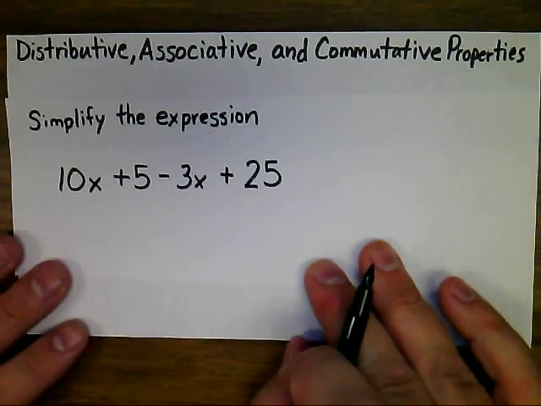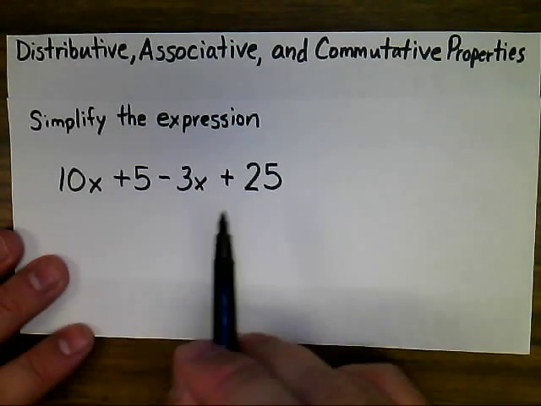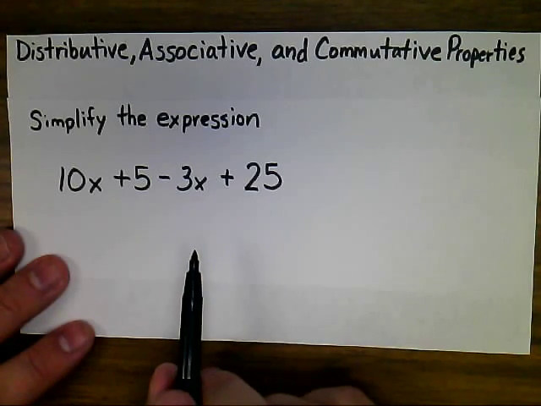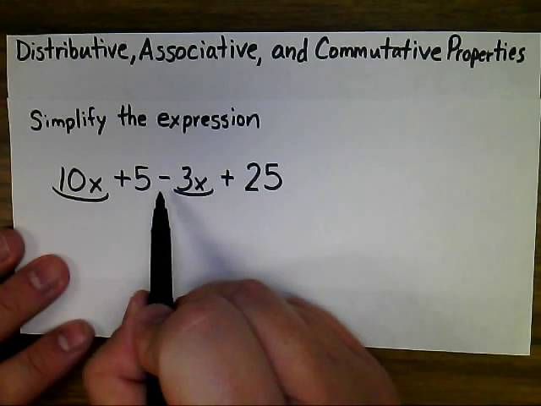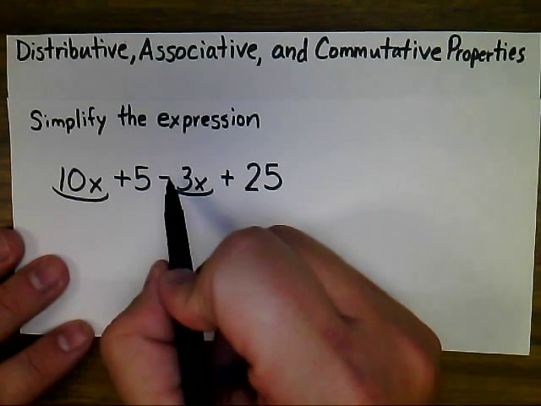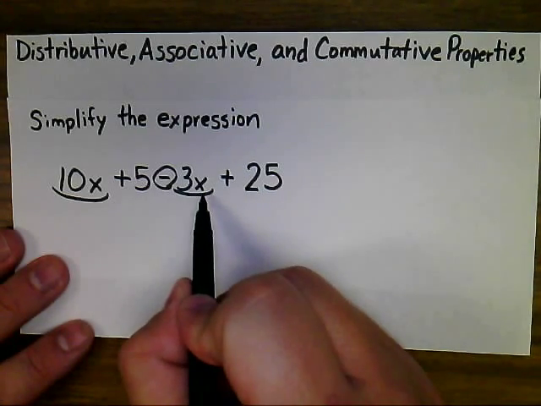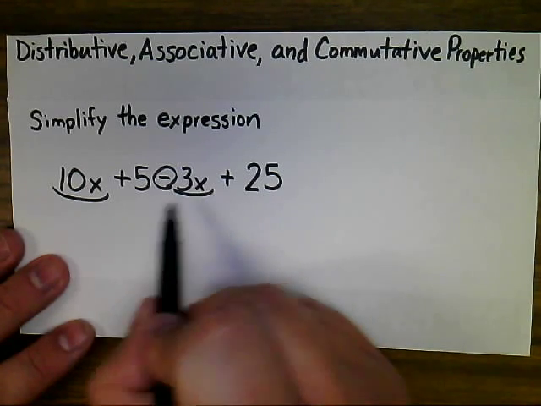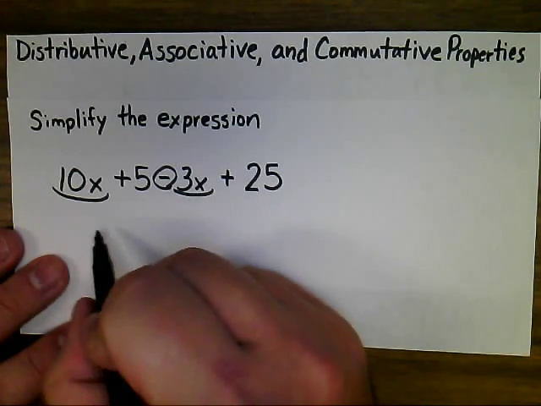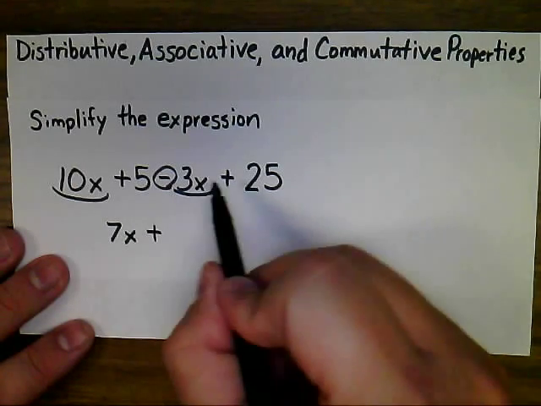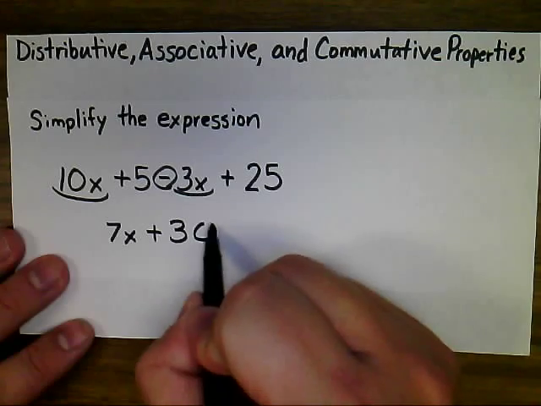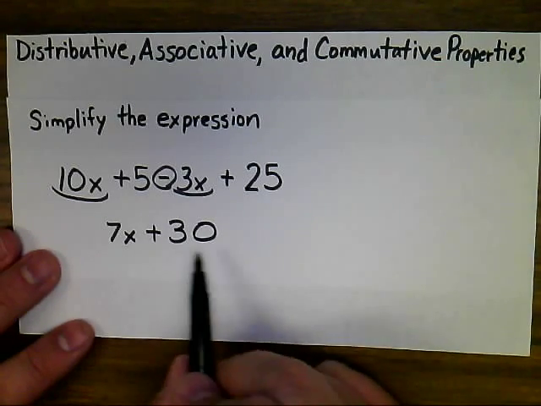In this case, to simplify the expression, we've got some coefficients and some constants that need to be combined. The coefficients go together, 10x minus 3x. You're going to use the sign that precedes the coefficient there to determine whether you're adding or subtracting. So 10x minus 3x would be 7x. And then we're going to add 5 plus 25. So the simplest form of this expression will be 7x plus 30.